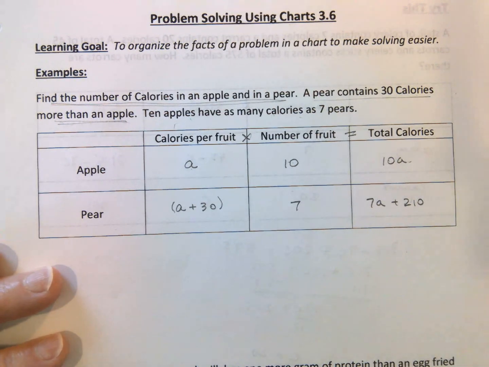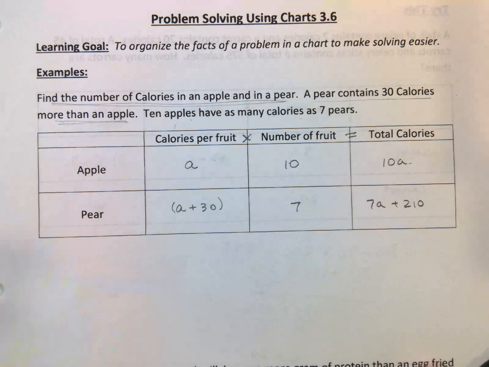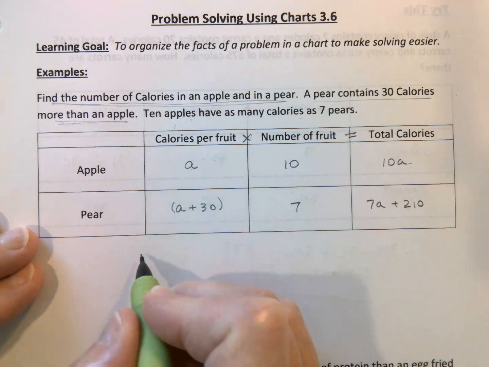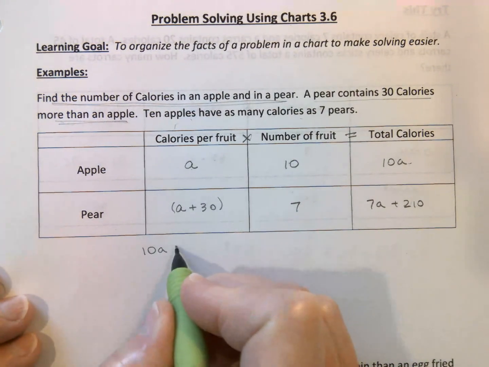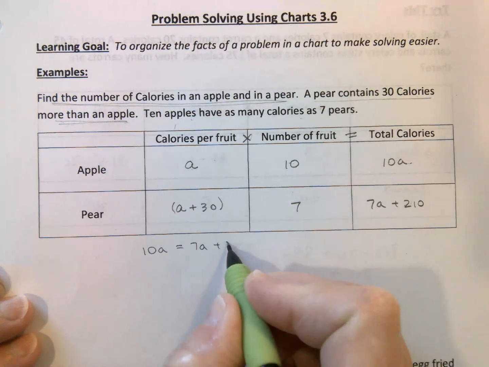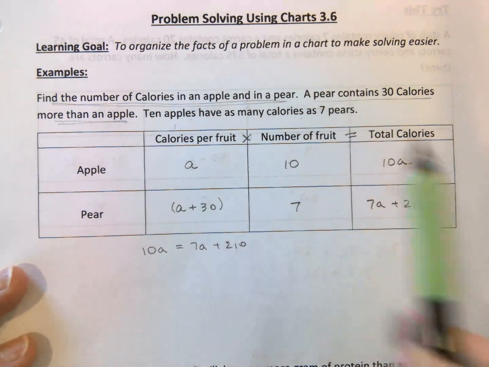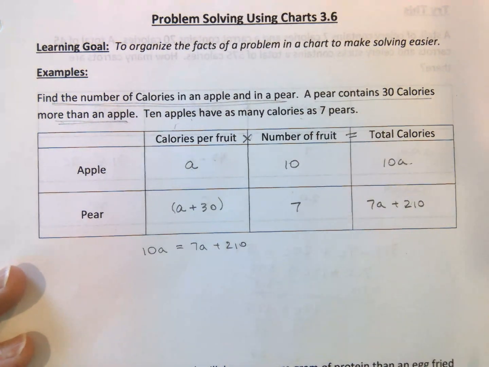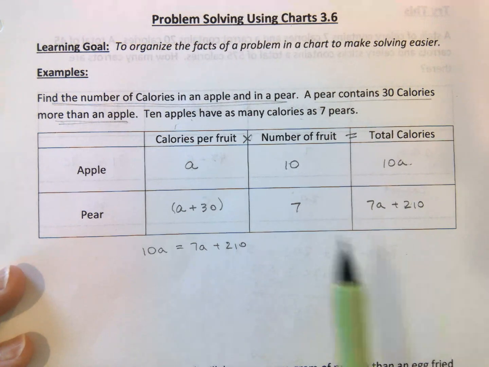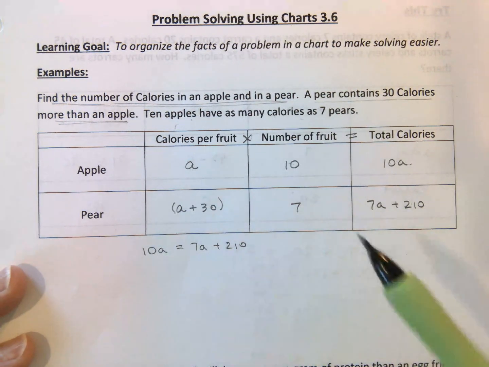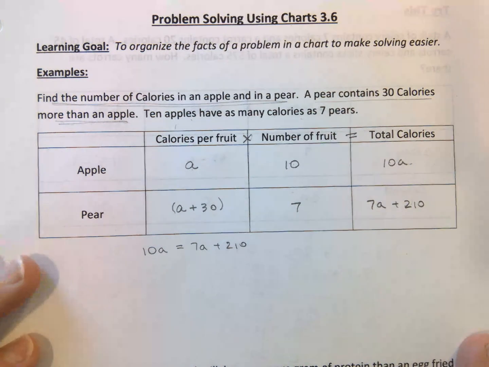Okay, so those are usually the two most common formats. So let's go ahead and write our equation. 10A is equal to 7A plus 210. And filling in the chart is not something that you memorize a process for. You just have to think about it, okay? But once you get in the habit of thinking about it, it gets easier and easier.